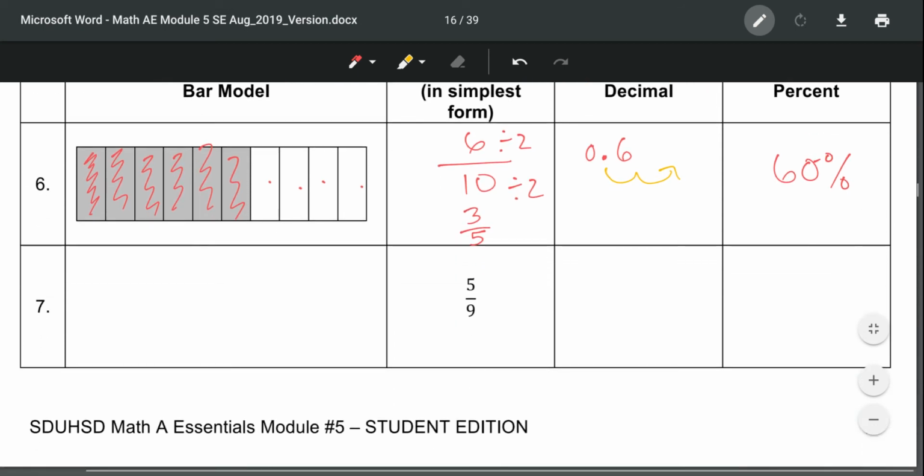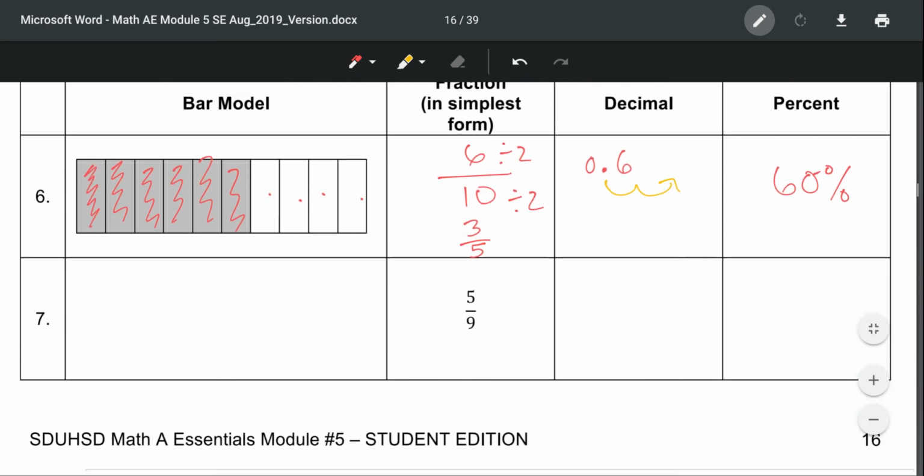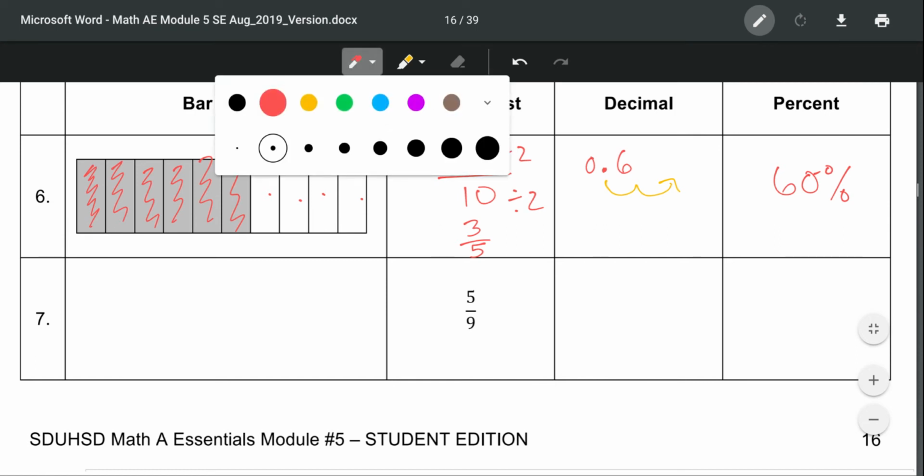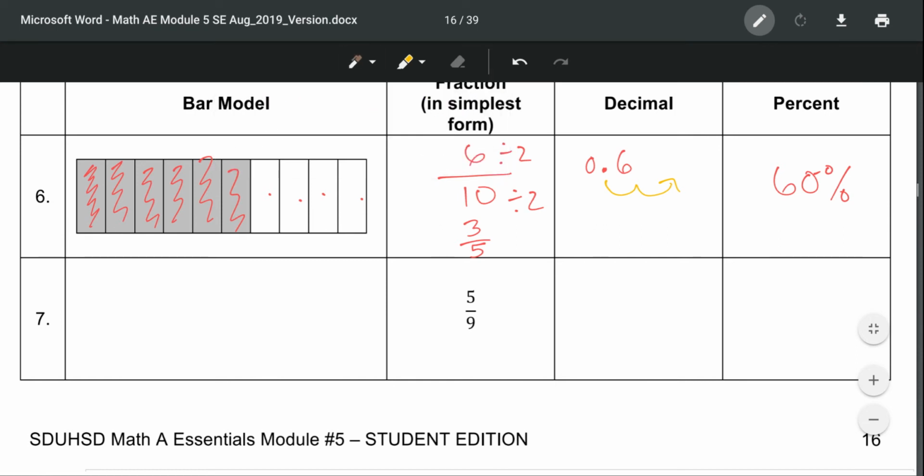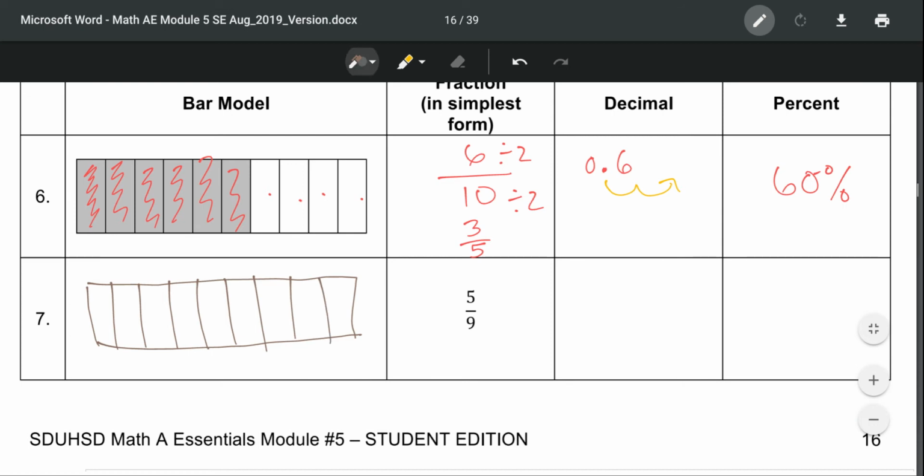Okay, number 7, you have 5/9. So let's draw our bar model for 5/9. Sketch a rectangular bar model, and then break it into 9 parts. I would break it into thirds first, and then each third into thirds again. And then we want to shade in 5 out of those 9 parts.